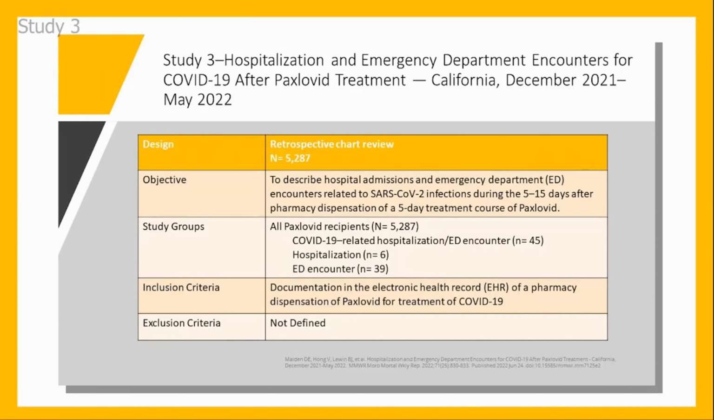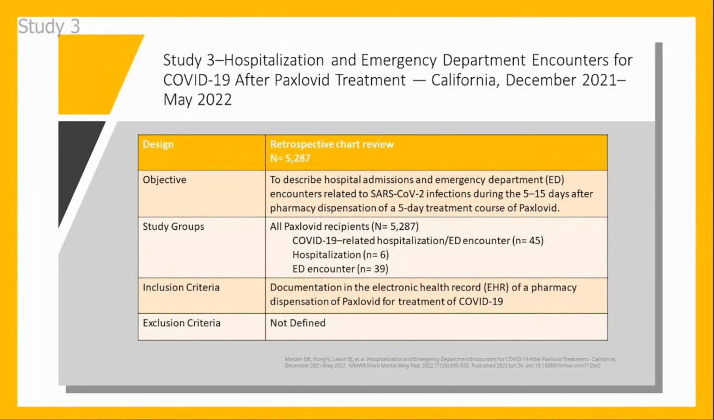Investigators collected EHR data of patients from Kaiser Permanente, Southern California, if the patient was treated with nirmatrelvir ritonavir during the time frame of December 31st, 2021 to May 26, 2022. All EHRs of patients who received nirmatrelvir ritonavir were flagged if hospitalization and/or emergency department encounters occurred 5 to 15 days after nirmatrelvir ritonavir treatment.